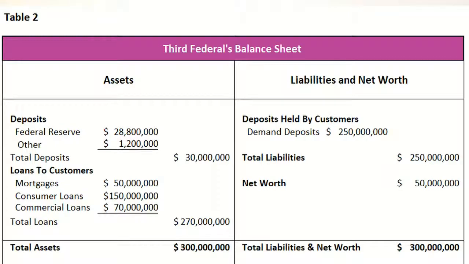So let's assume that Third Federal holds $30 million in cash and deposits at the Federal Reserve and has $270 million in loans outstanding. Its total assets are $300 million. Assume that it holds $250 million in deposits. Third Federal's liabilities equal $250 million, and its net worth is $50 million.